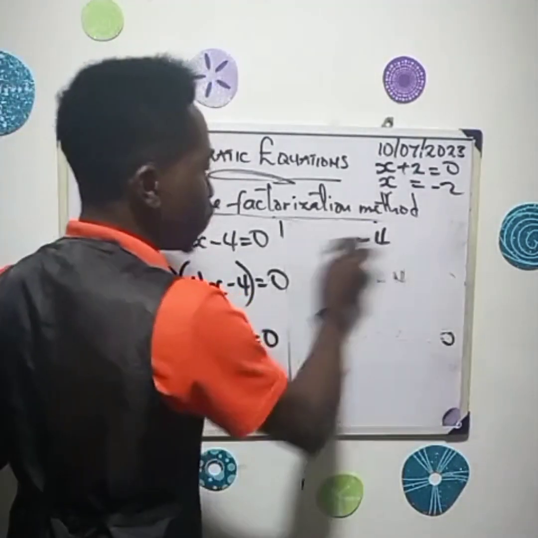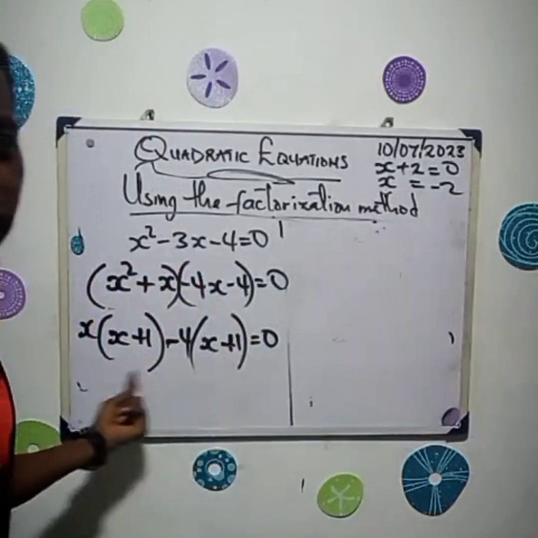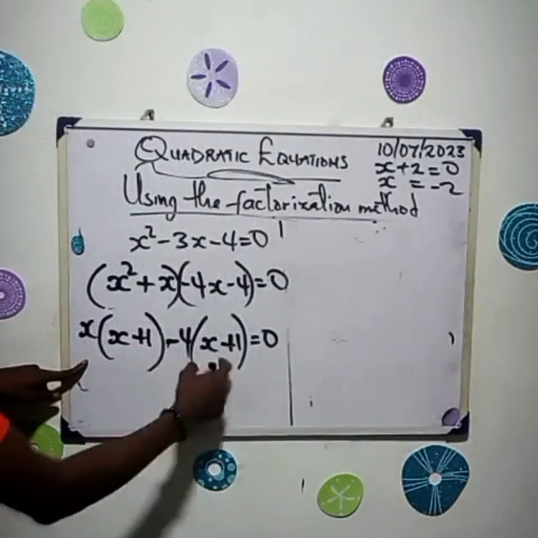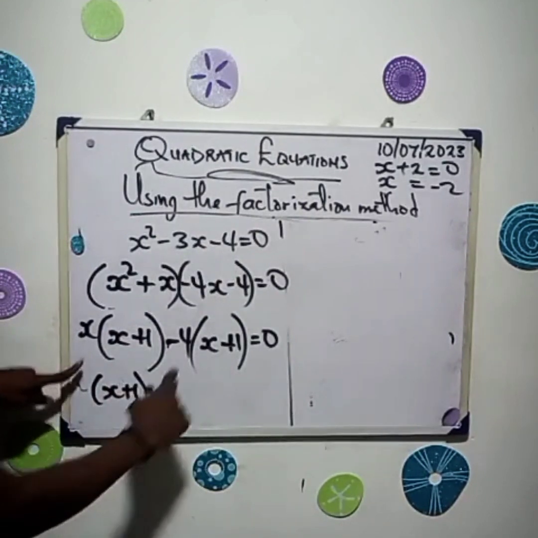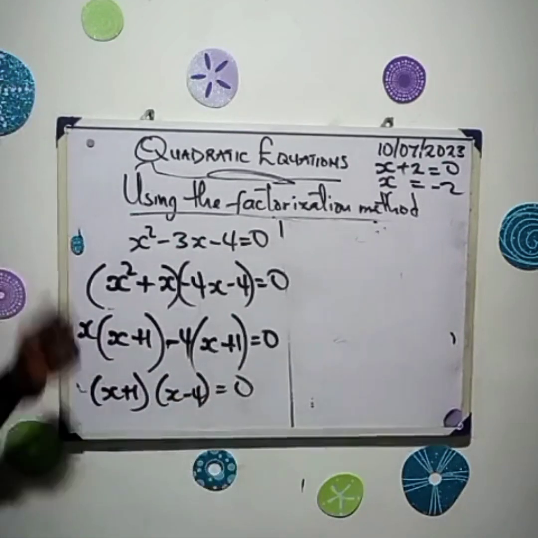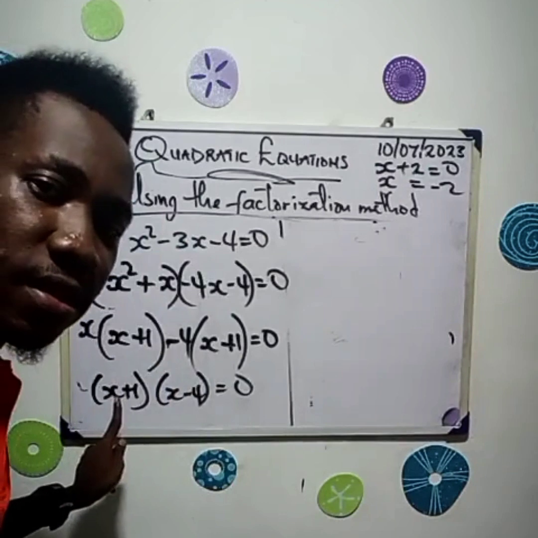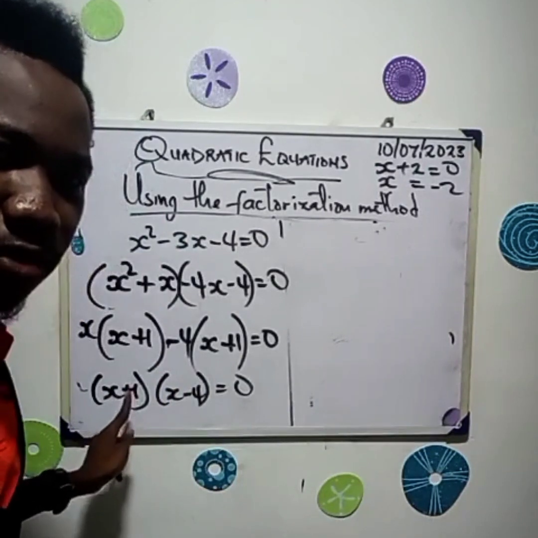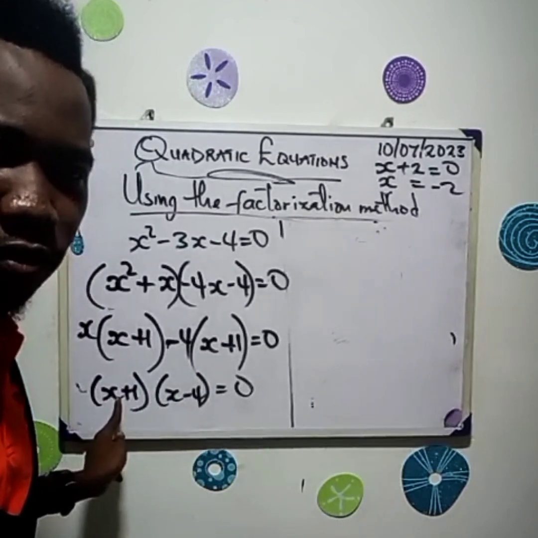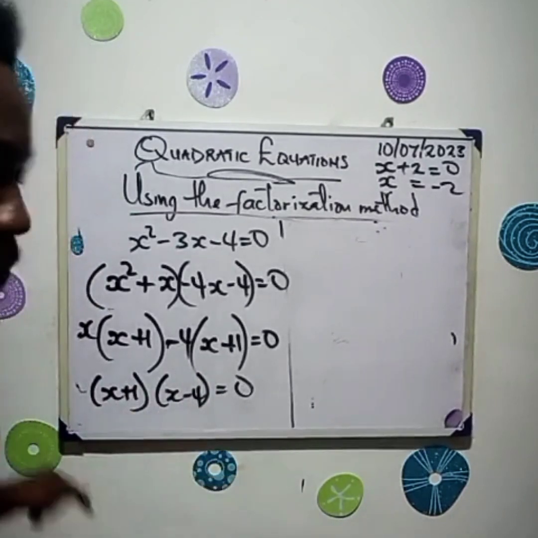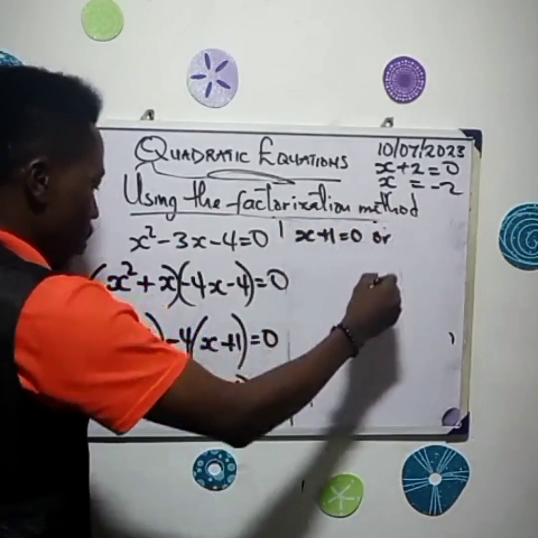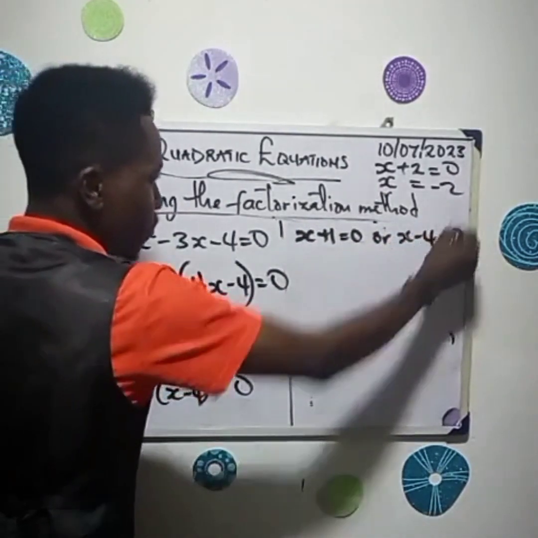Then what's the next thing you want to do? The next thing is to pick one of these and group them. So we have one of these to be x plus 1, and these two to be x minus 4, equals 0. This will be solved to give us one value of x, and this also will give one value of x. So x plus 1 equals 0, or x minus 4 equals 0.